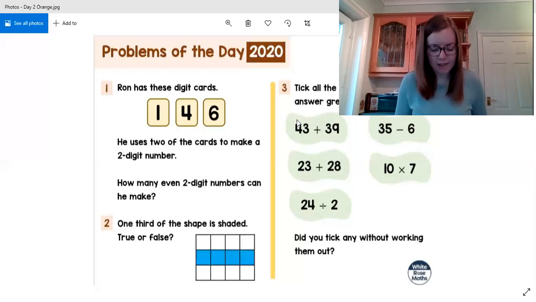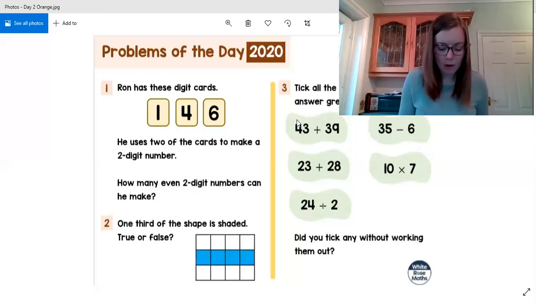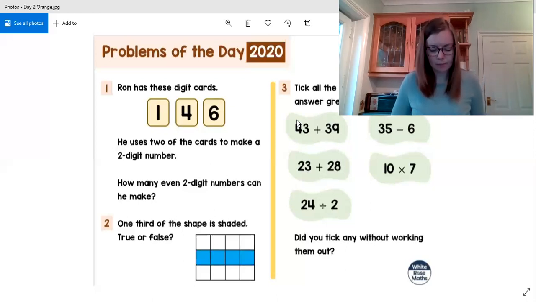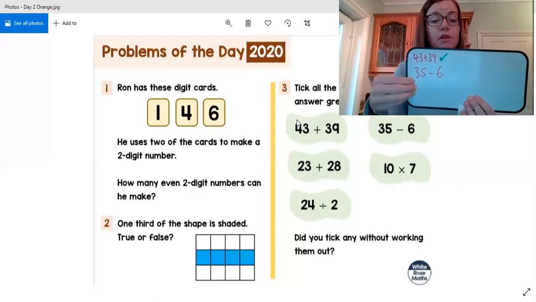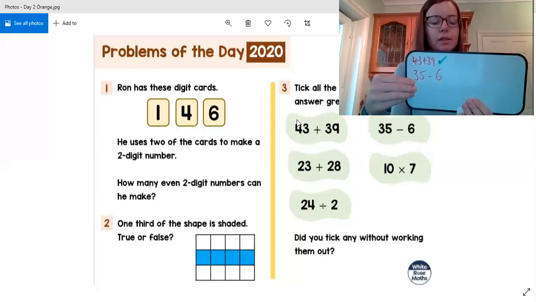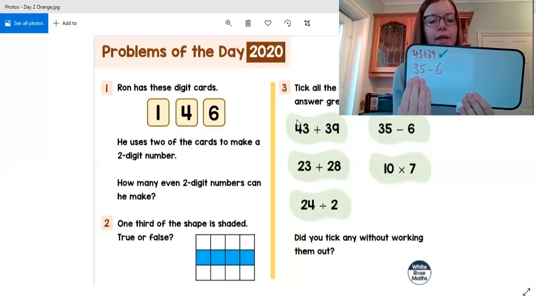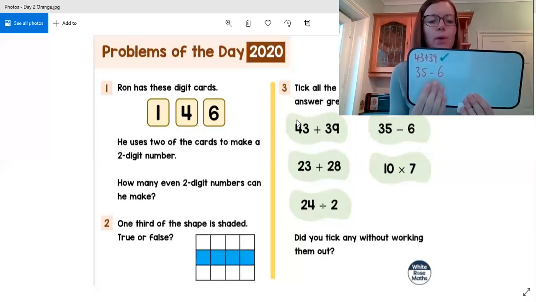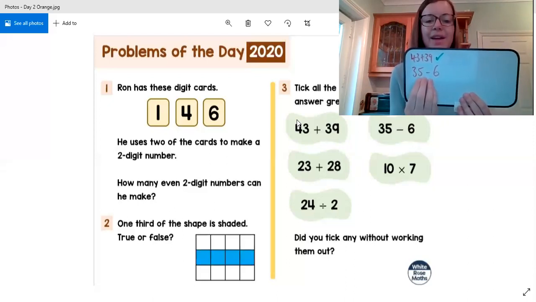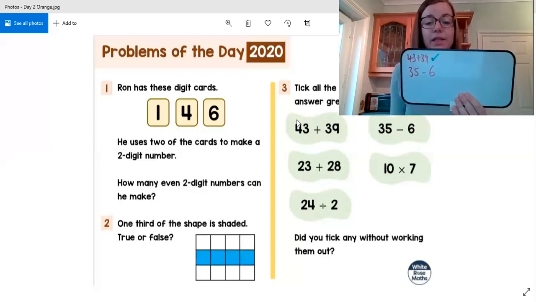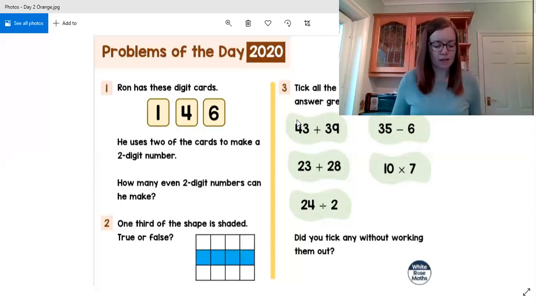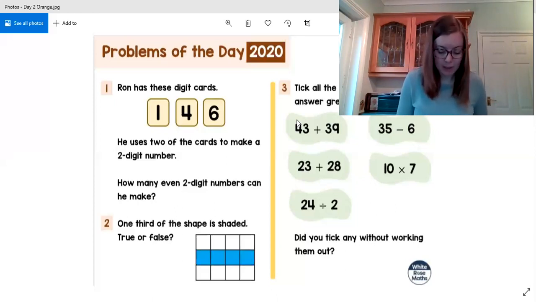What about 35 take away or minus 6? Well, 35 is smaller than 40 because we only have 3 tens, not 4 tens. So we're already smaller than 40, and then we're going to take away. When we take away, we get smaller. So we're already smaller, we're going to take away and get even smaller. So without working this one out, I know this one is not greater than 40. So I'm not going to give this one a green tick. We're going to have a look at the next one now. 23 plus 28.